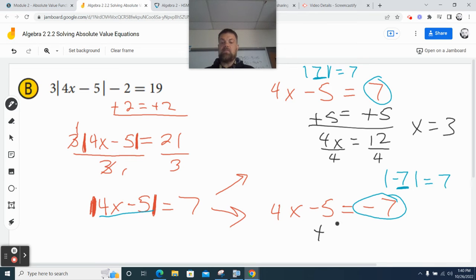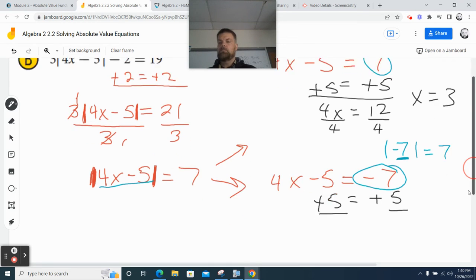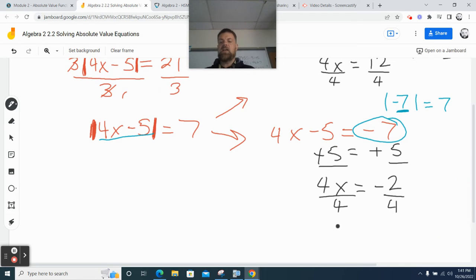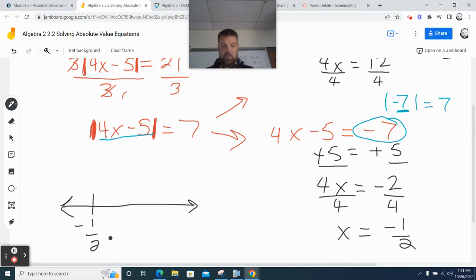Over here, I'm going to add 5 to both sides. And I'm going to get 4x is equal to negative 2. Divide both sides by 4. And I get x is equal to negative 1/2. So now if I were to draw that on a number line, at negative 1/2, I have a solution. And then at 3, I have a solution. So this is my solution set.